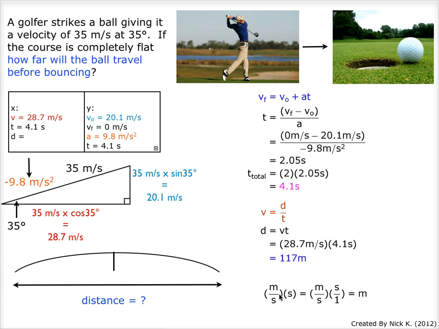Our unit check is meters per second times seconds equals meters over seconds times seconds over 1. These seconds will cancel out, giving us meters over 1, or just meters.